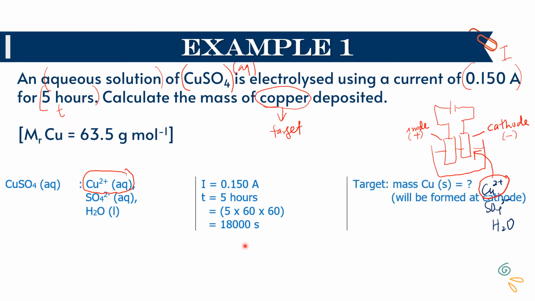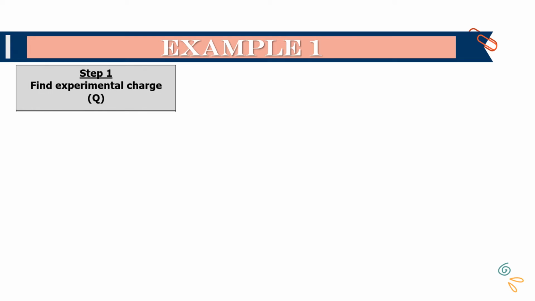Okay, and then target tadi. So, mass of copper will be formed at cathode. Okay, so kita tengok dia punya step calculation one by one. Kita akan buat calculation step by step ikut the 5 steps that I give you. So, step 1 is finding the experimental charge. Okay, so menggunakan segala maklumat yang kita dah ada tadi, kita boleh cari Q experimental. Sebab apa? Kita ada kita punya current, kita ada kita punya time. So, Q equals to IT.